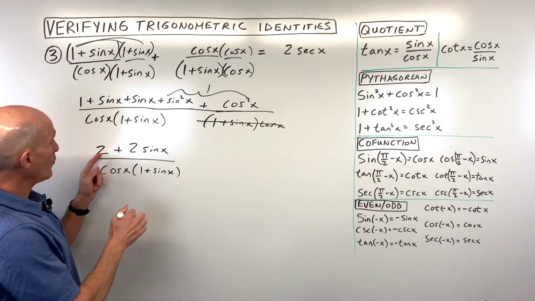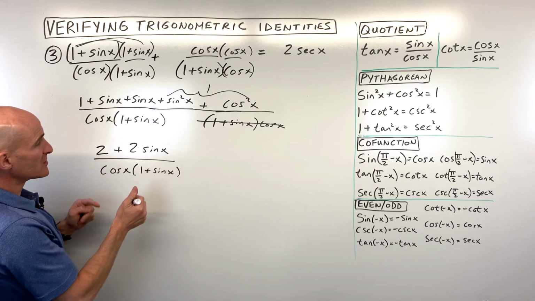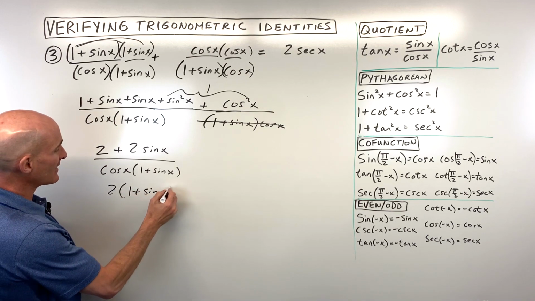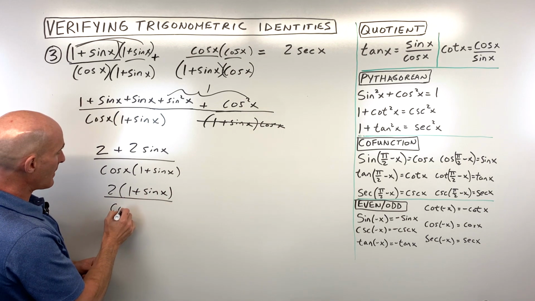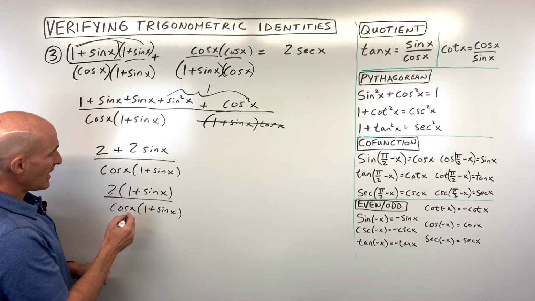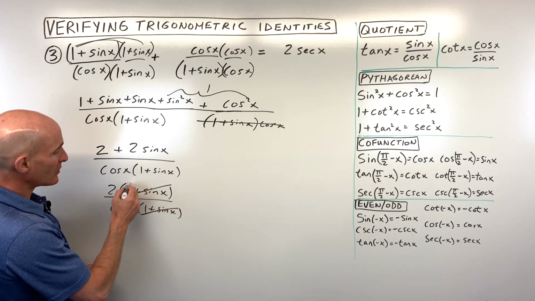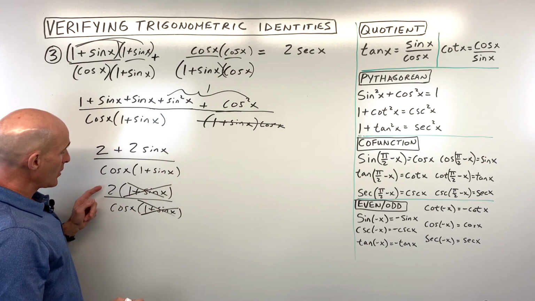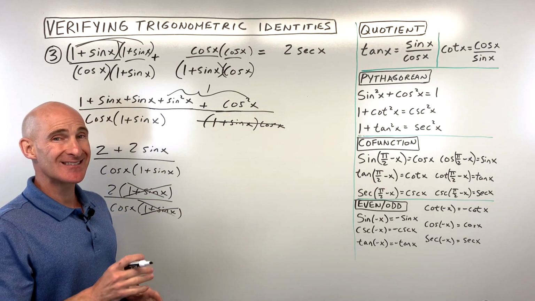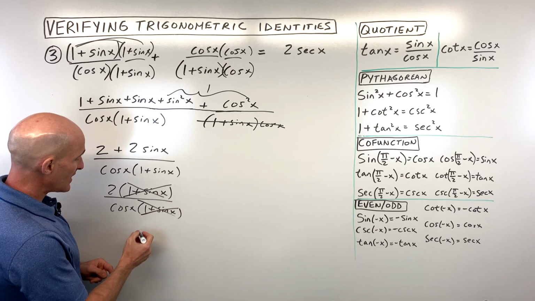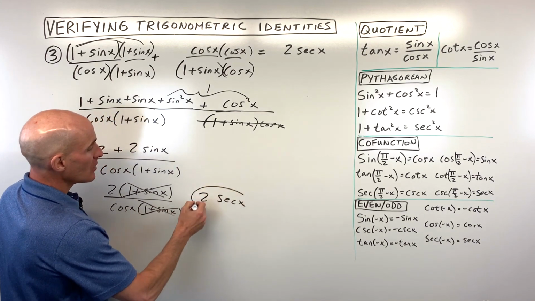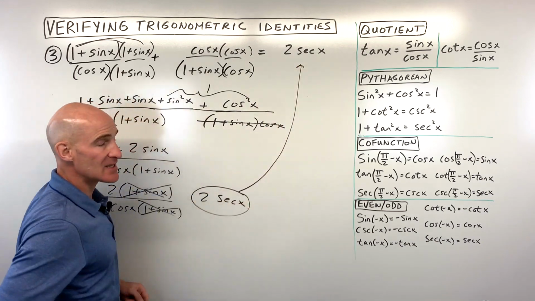Now notice we could factor out a 2 out of both of these groups here, and the way that would look is it would be 2 times 1 plus sine x all over our common denominator, cosine x, 1 plus sine x. And you can see that these are going to cancel numerator and denominator, the 1 plus sine x. We're left with 2 over cosine x, and remember, 1 over cosine is secant, so 2 over cosine is going to be equal to 2 secant x, which is what we were trying to prove that it's equal to.